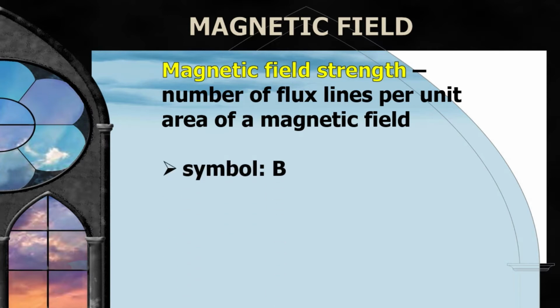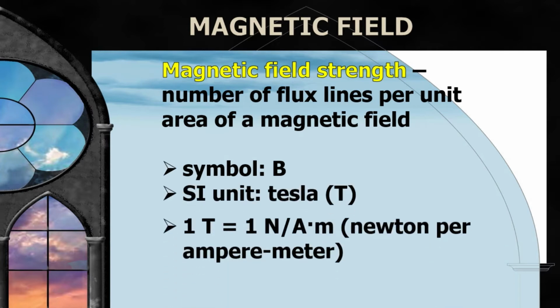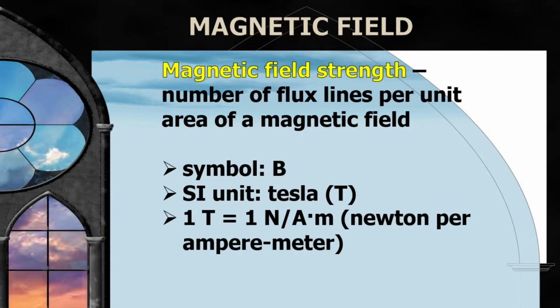So just like what we have in the previous slide, magnetic field has a symbol of B and the SI unit is Tesla. So when we are talking about the passing through of magnetic flux lines in a certain area, we have here the unit of measurement. So 1 Tesla is equivalent to 1 Newton per ampere meter.